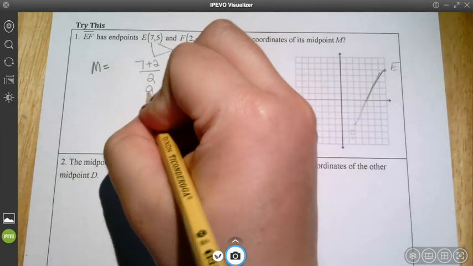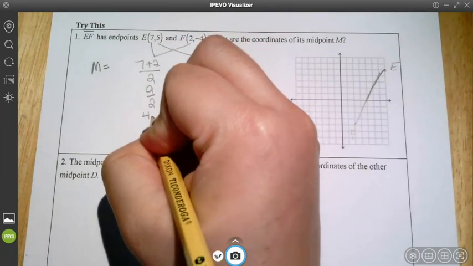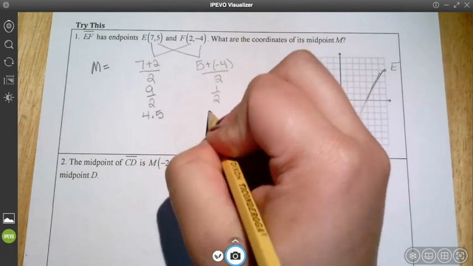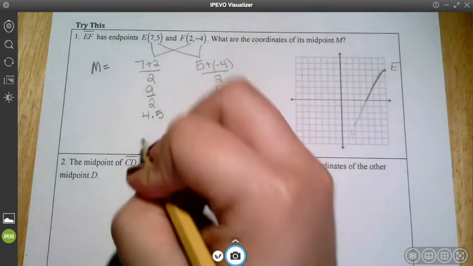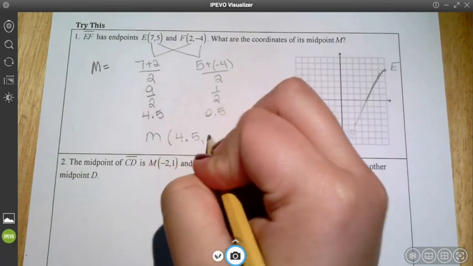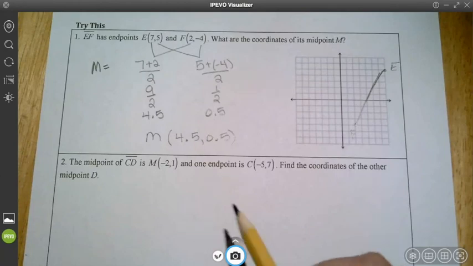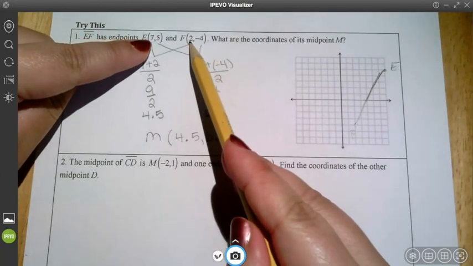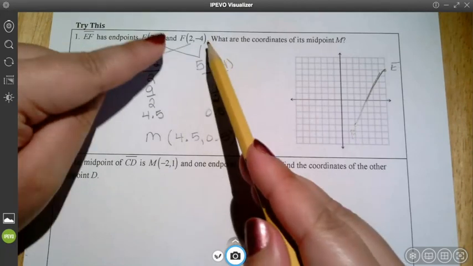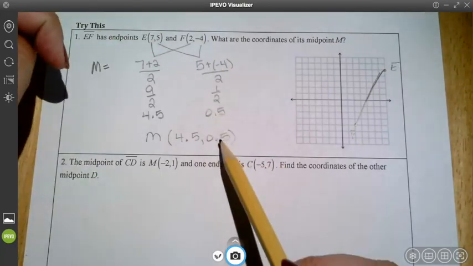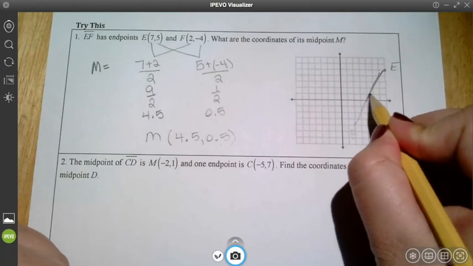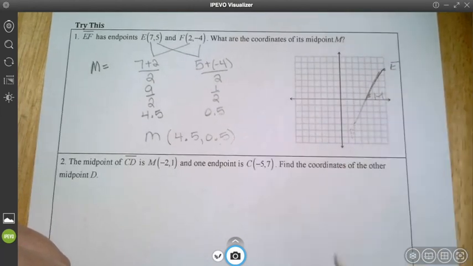So we have 9 over 2, which is 4.5. 5 minus 4 is 1/2, which is 0.5. So the midpoint is 4.5, 0.5. Notice I calculated the average of the x's, and that became my new x value. The average of the y's became my new y value. 4.5 and a half. There is the midpoint, M.